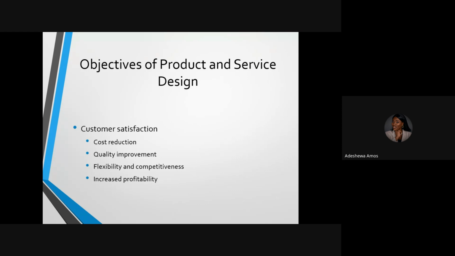And another objective of product and service design is cost reduction. Although you want to produce a number of things, you have to ensure that whatever you are producing at the end is reducing your total cost of production. We know that when your total cost of production is low, it increases your profit, and that is a fifth point, okay? So you have to ensure you work on this in order to have high profits.